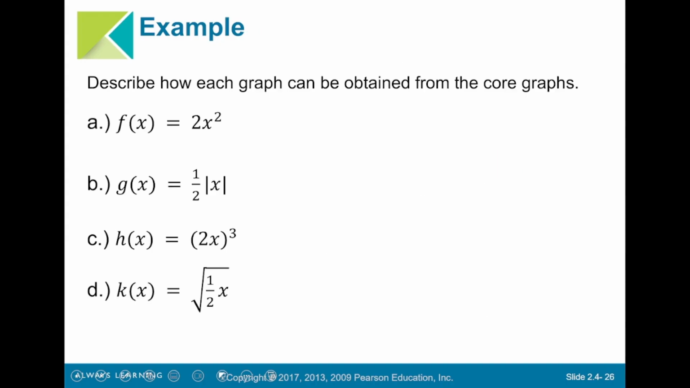So now let's describe what happens to each of these graphs. For this first one, I have a 2 out front. It's not in the parentheses with the x, it's just out in the front. So this is an a value, a equals 2. And when I have a equals 2, it's greater than 1, so it's a vertical stretch. Now for the next one, I have a 1/2 out in front of the absolute value bar, so that's again an a value, which is 1/2. And 1/2 is less than 1, so this is a vertical shrink.